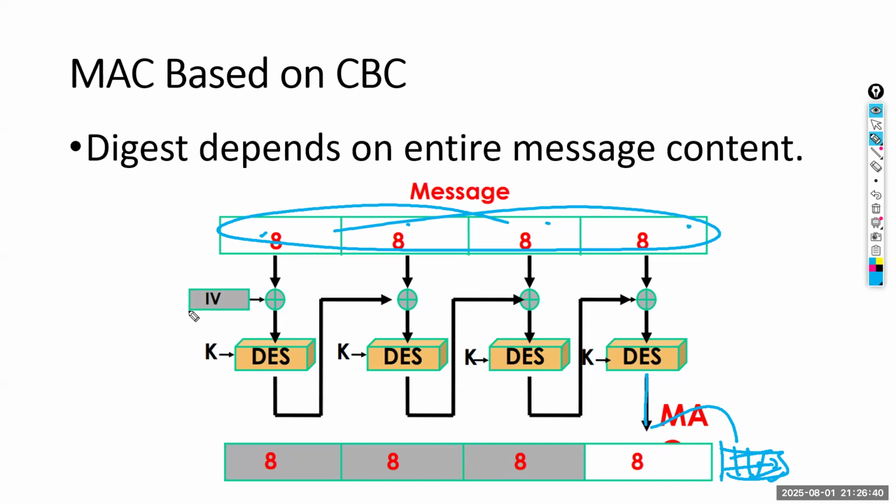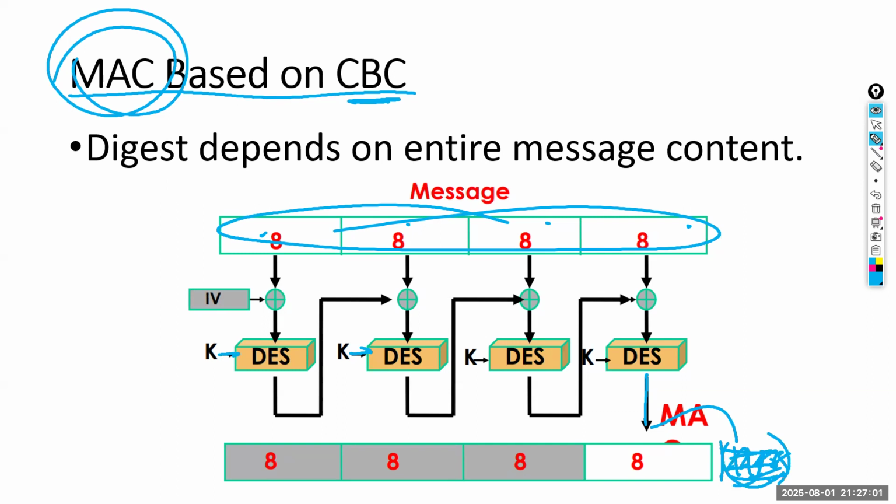Okay, so that is called MAC based on CBC, or CBC for generating MAC. Why is it MAC rather than hash? Because we use a key. We discussed the difference between MAC and hash. So this is not a hash. This is a MAC because we use a key, and this is my MAC value, which you can use to check integrity.